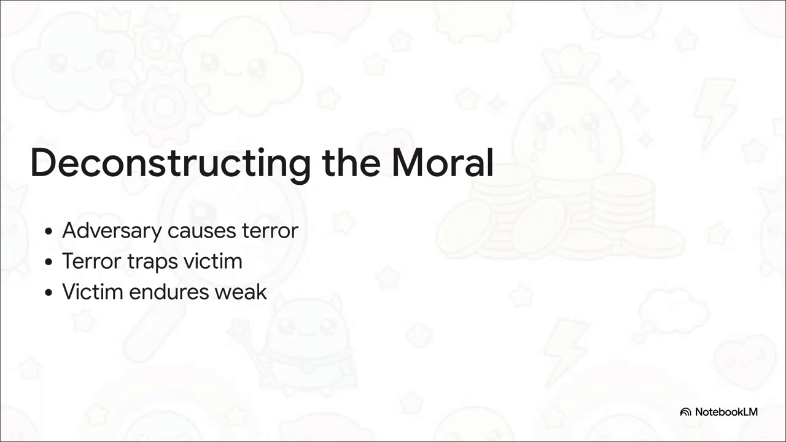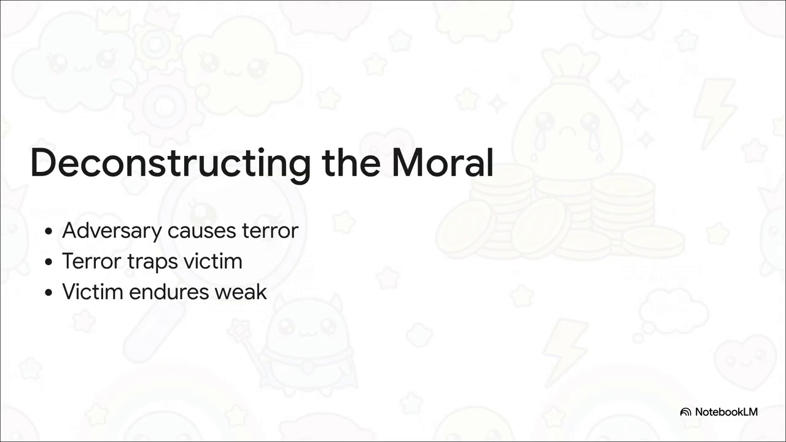So the crucial point is exactly how this mechanism works. Let's break it down step by step. First, a stronger adversary creates terror. That's the lion attacking the bull. Second, this terror traps the victim. The bull is confined to the cave, his freedom entirely stripped away.